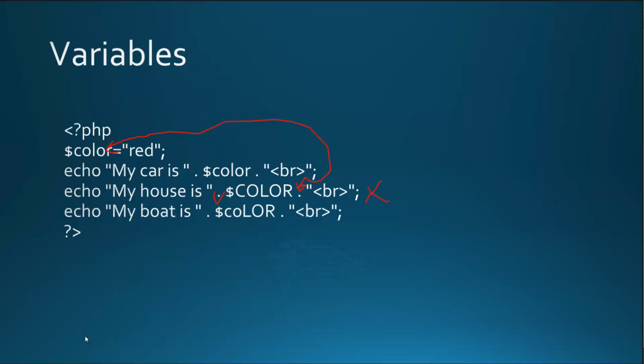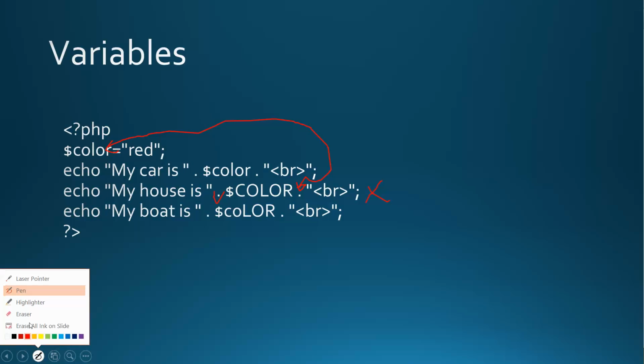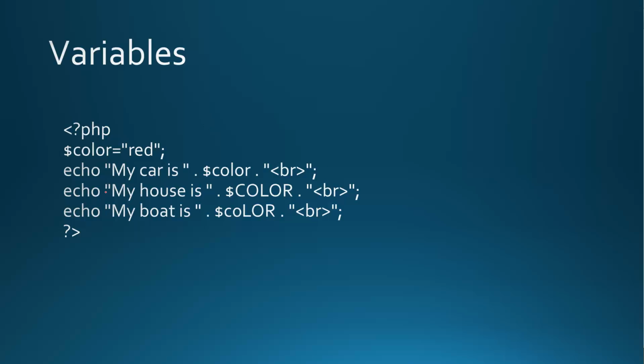This is going to give you a syntax error, so that is definitely important to understand. The last one, I'm going to scratch this out because we know what's going on there. The last one we're saying my boat is, which is a string, and we're going color, which is the same. The same thing applies here because the name is in lowercase. That's definitely not going to work.